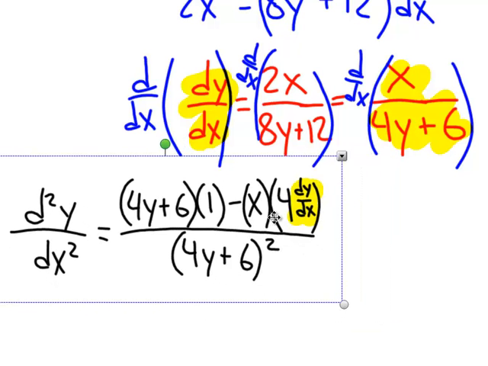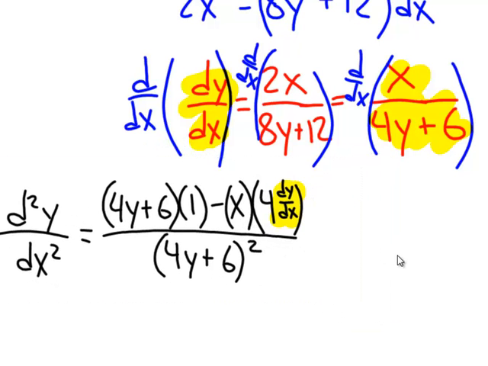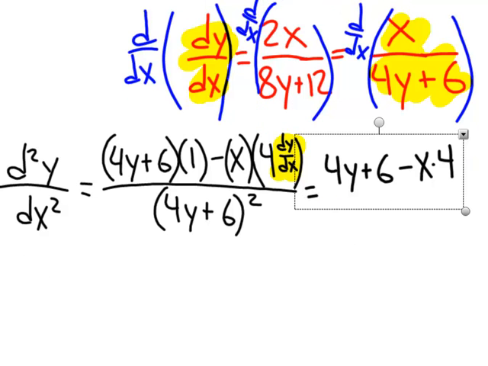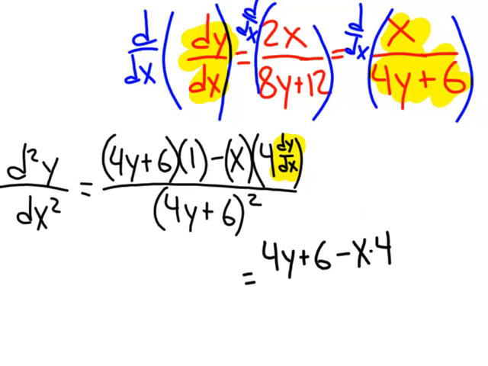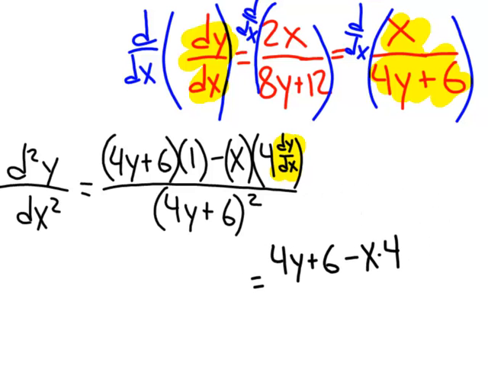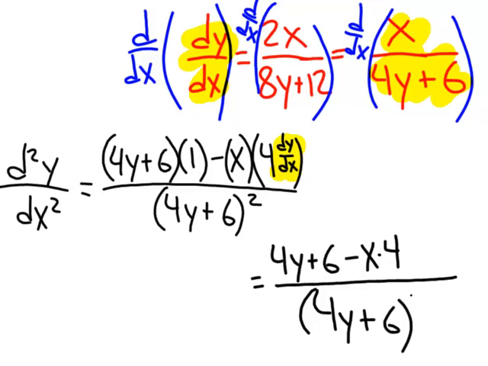So let me shrink that down a little bit and rewrite 4y plus 6 minus x times 4, and I'm still running out of room. So excuse my shuffling here. I'm going to just clear up a little space here. All over 4y plus 6 squared.